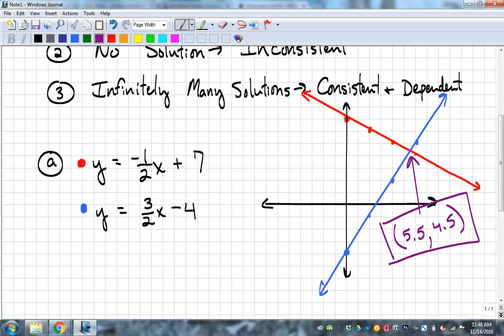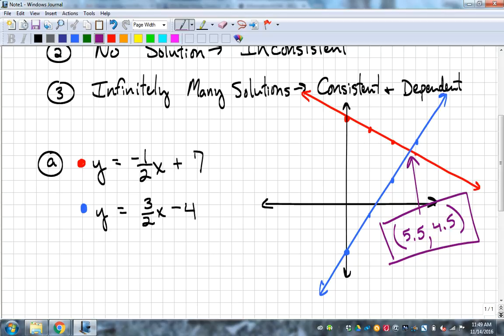Infinitely many. What do you think that's going to look like? It's going to touch in a bunch of spots. But if they're straight lines, what's the only way that can happen? Right on top of each other. That'd be the only way that two lines, like these markers, could represent lines.